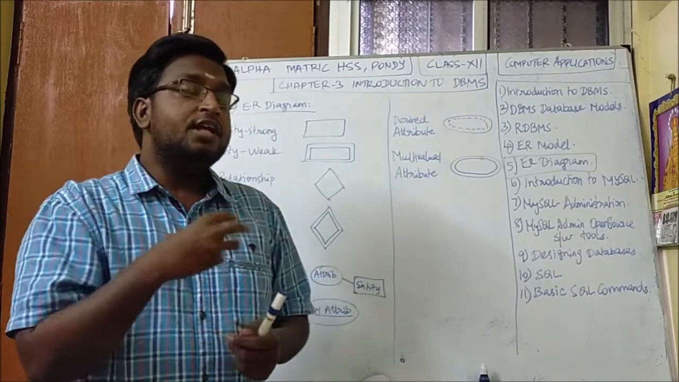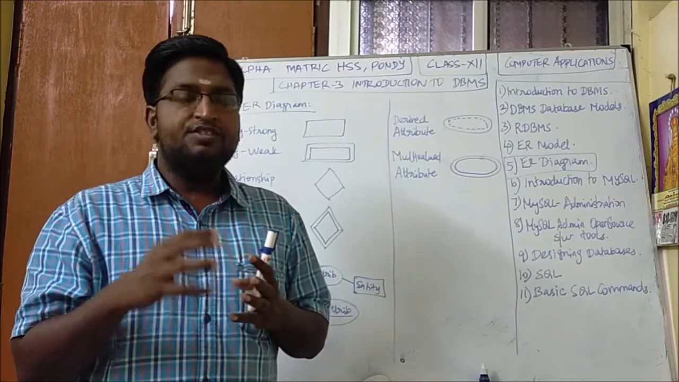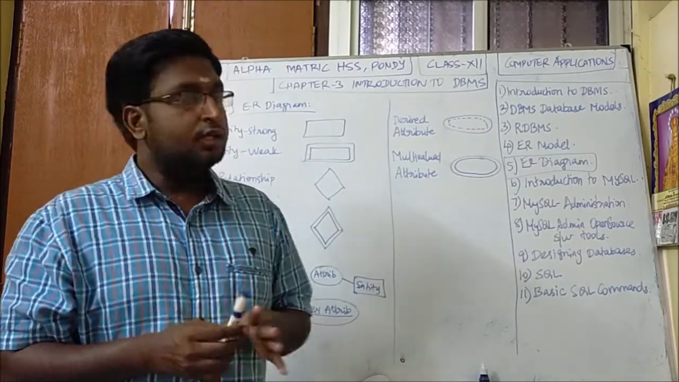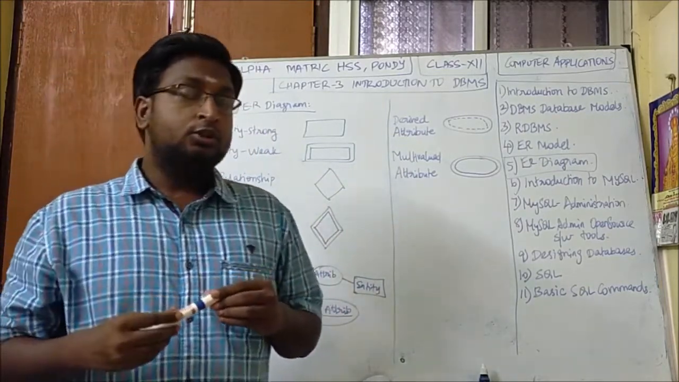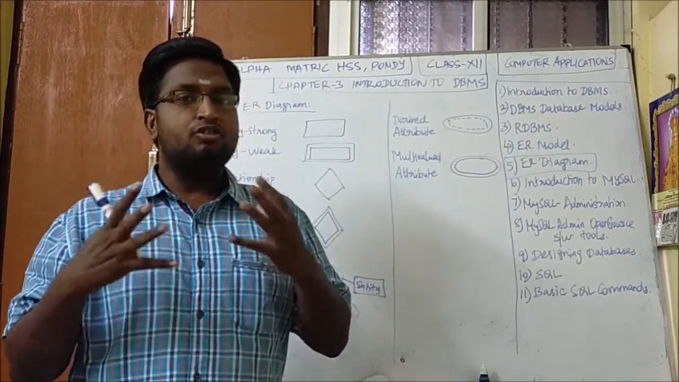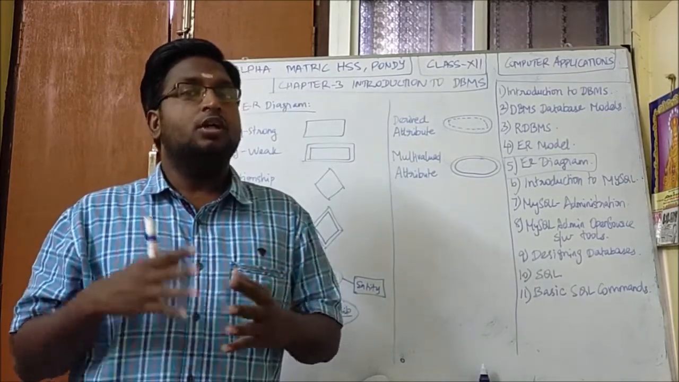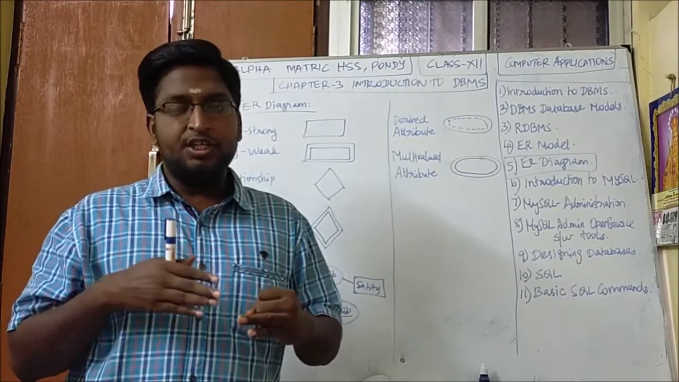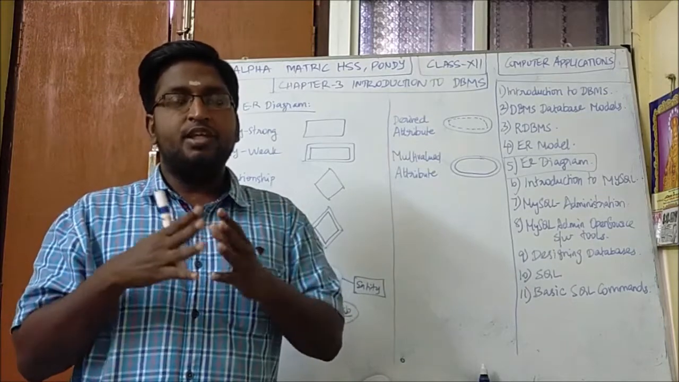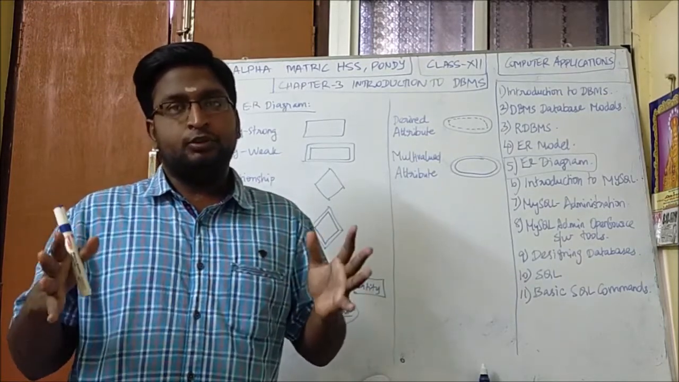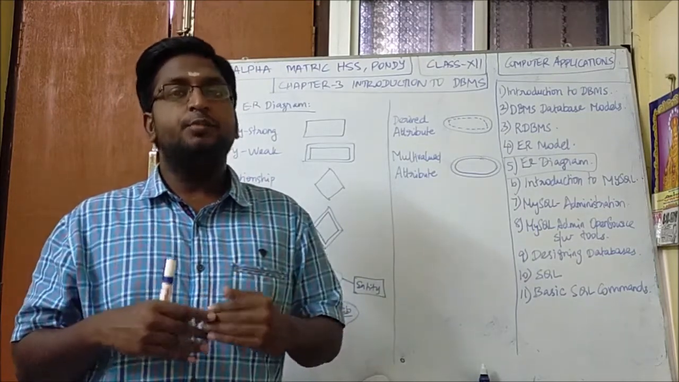The entity relationship diagram presents the data which is available in the database in a visual manner, in a pictorial format. It has a separate notation for various entities, various relationships and various attributes. So let us see what the various notations available in the entity relationship diagram are.